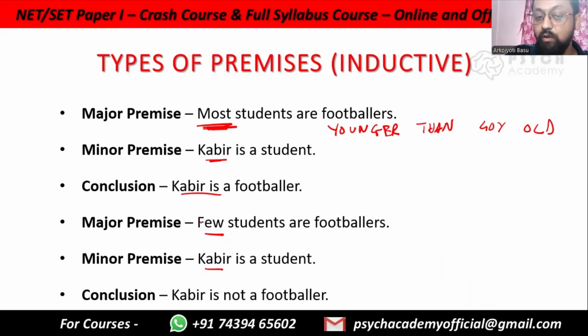Now, in this case, even though you see "few", is it still a larger category compared to Kabir? Because Kabir is just one singular instance. Few means at least you are talking about 5 to 6, or at least more than one. So you don't have to focus on whether it says few, very little, only some, or no, none. As long as it is a larger category from the other premise, it is the major premise, and the one that talks about the singular instance is the minor premise.